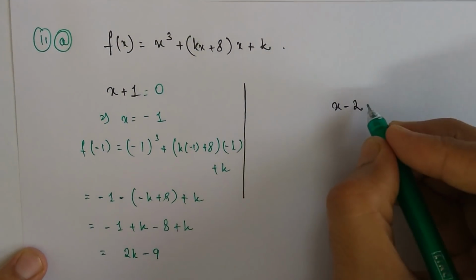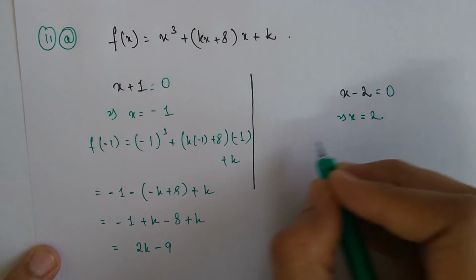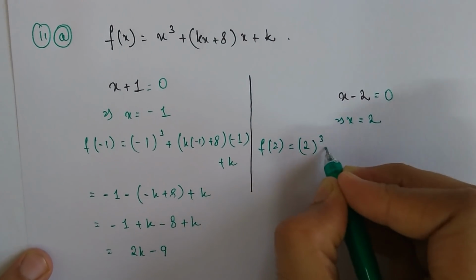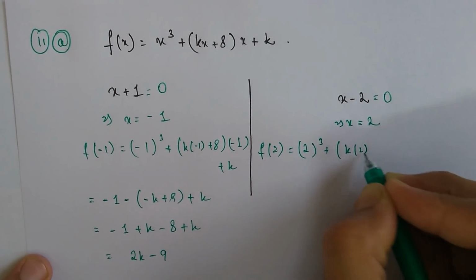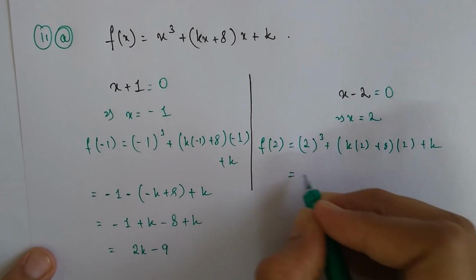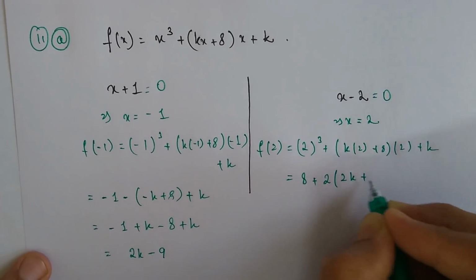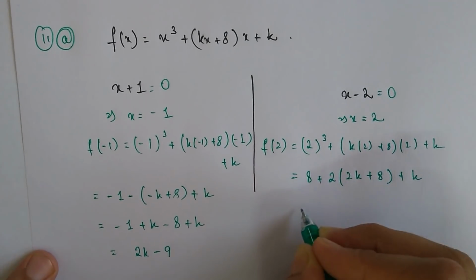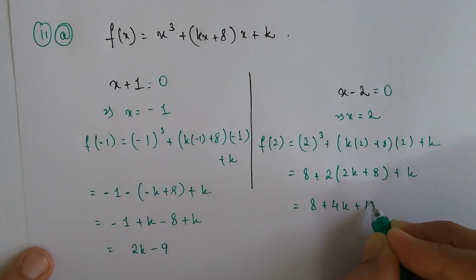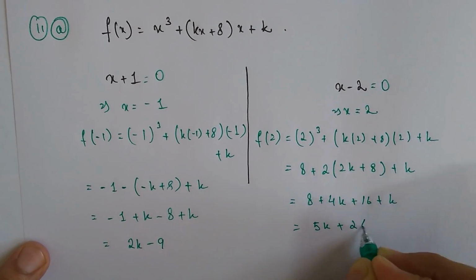We do the same thing over here. x minus 2 is equal to 0. Therefore x is equal to 2. We put this value in the polynomial. f(2) is equal to 2 cubed plus k into 2 plus 8 into 2 plus k, which comes out to be 2 cube is equal to 8 plus 2 into 2k plus 8 plus k, which is equal to 8 plus 4k plus 8 into 2 plus k, which is ultimately equal to 5k plus 24.